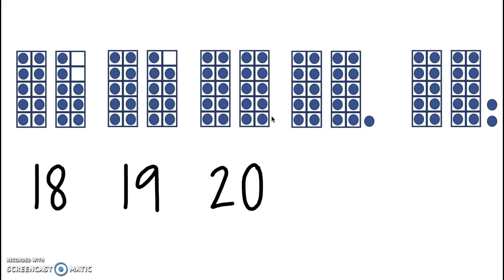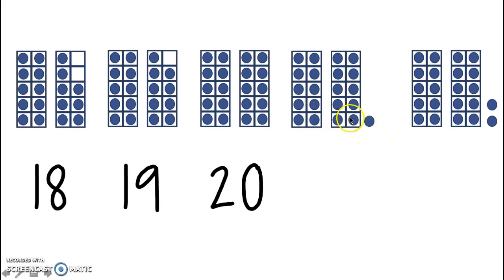Now, what I do is I am thinking about making a new 10. I try to picture it in my brain. Oh, I filled up another 10 frame, so that means I made a new 10. All right. Now, what happens after we fill up our 10 frame? Yeah, we have to go to a new 10 frame, right?